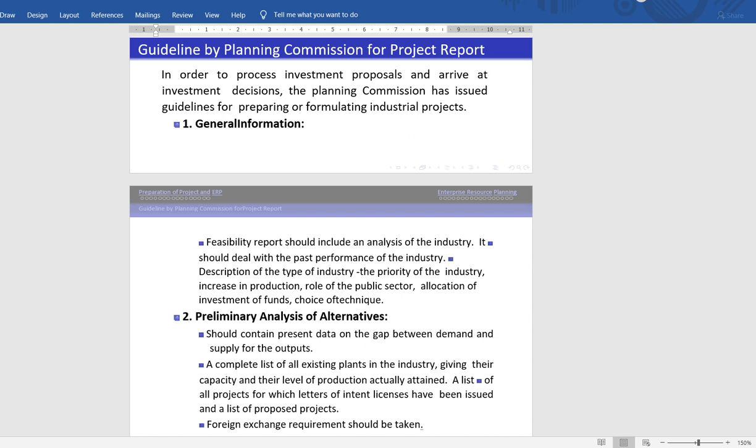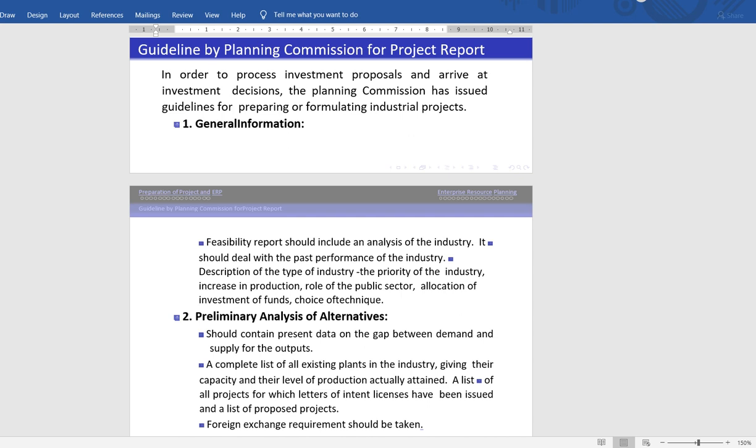In order to process investment proposals and arrive at investment decisions, the Planning Commission has issued guidelines for preparing or formulating industrial projects. So this project report becomes important during investment proposals. There are some points we need to keep in mind while we develop a project report. The first one is general information.